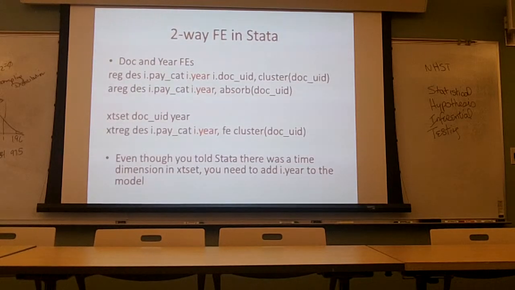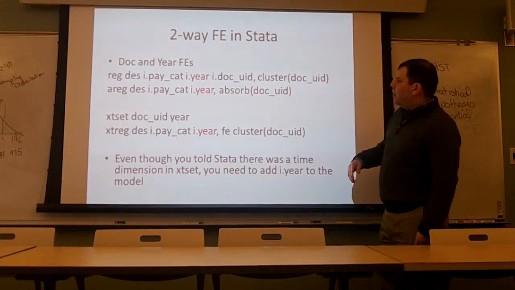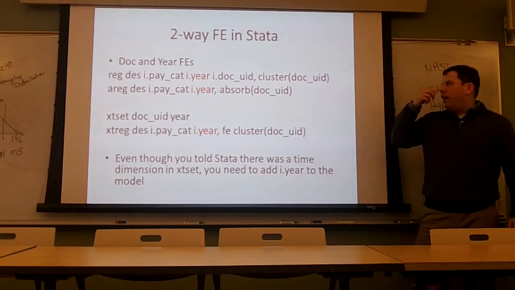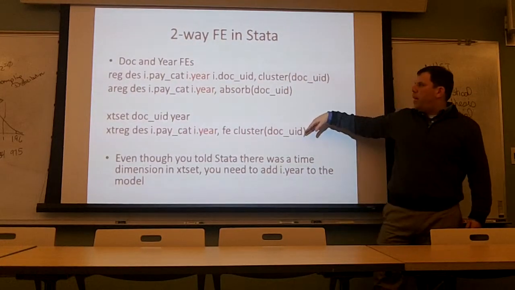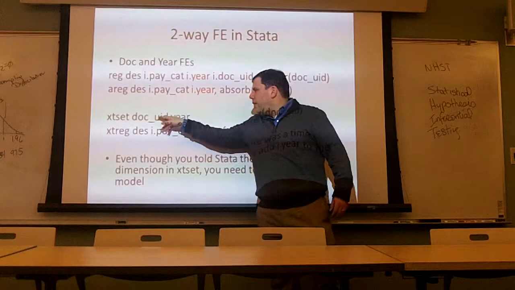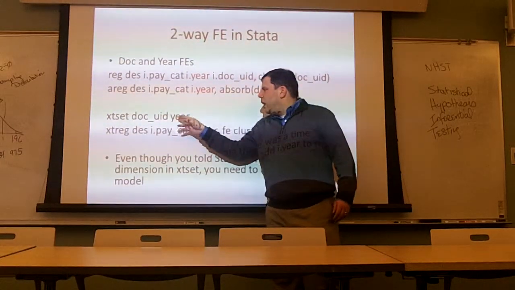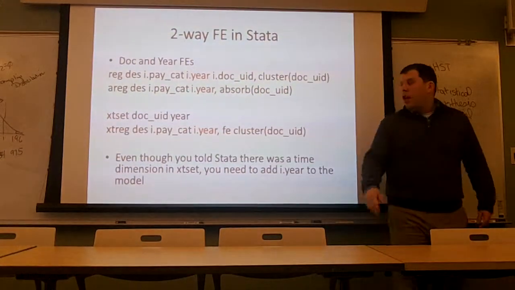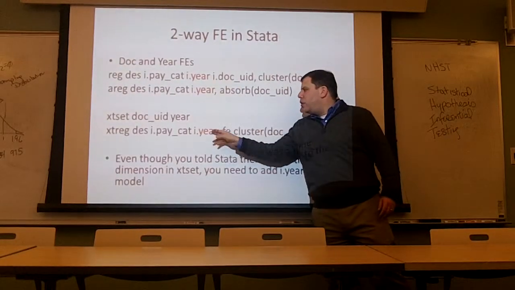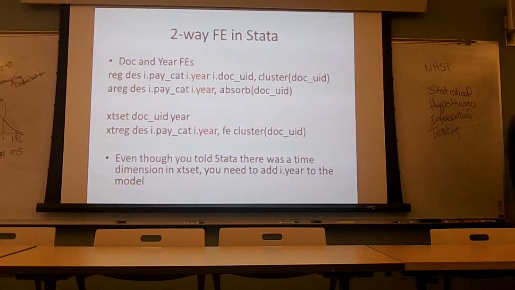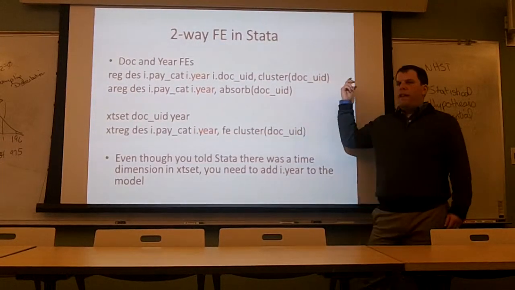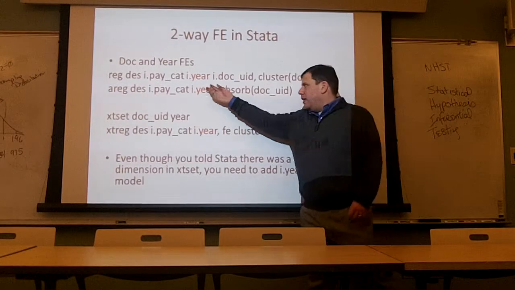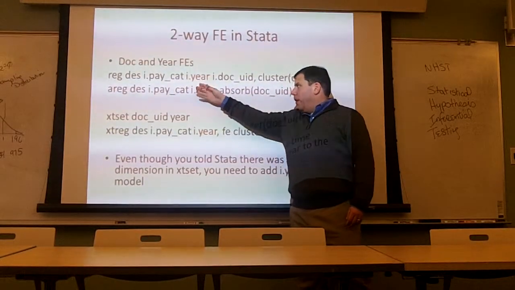And how do we do this in Stata? So again, in our context, suppose we have doc and year fixed effects here. The syntax is exactly the same as what I showed you on the other page. Even though we tell Stata we have doc ID and year as the two dimensions of our panel, in all cases we have to add controls for year to the model specification. Stata doesn't have a feature to do two-way fixed effects automatically. It's not hard to do that.